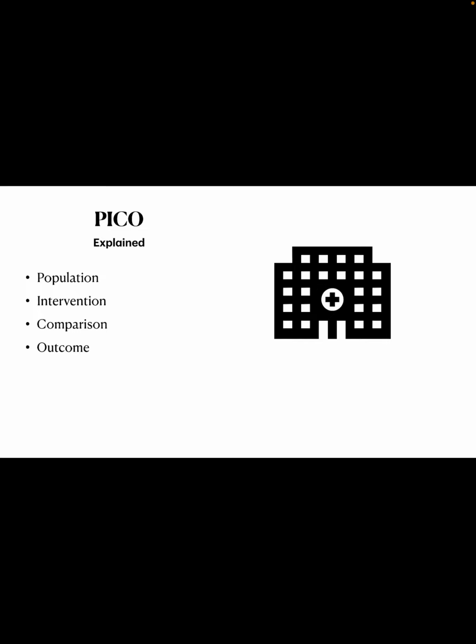So PICO stands for population, intervention, comparison, and outcome. The population is going to be the patient, their age, and any relevant medical history. The intervention is what we're going to be doing to the patient, and the comparison is any alternative treatments that we are considering for the patient. The outcome is the outcomes that we want for the patient that would come from our intervention.